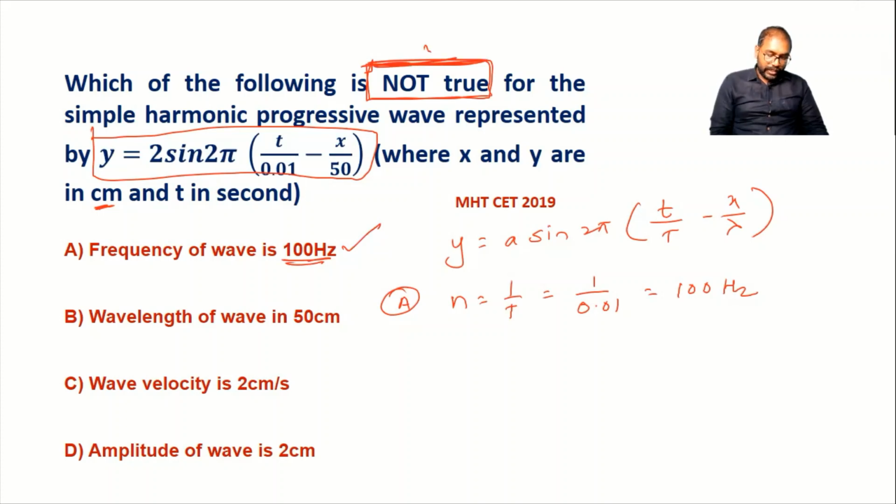Now we check option B. Wavelength of wave: whatever is given below on the x axis is the wavelength. So lambda is 50 centimeter. This is the wavelength, so this is also correct.